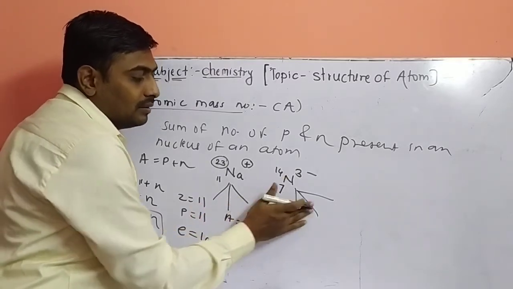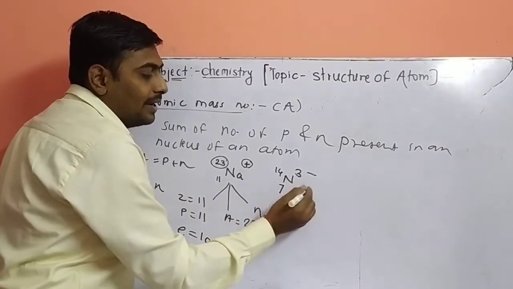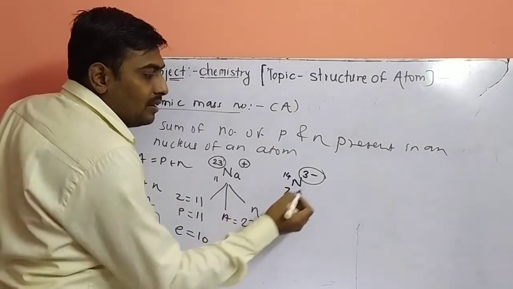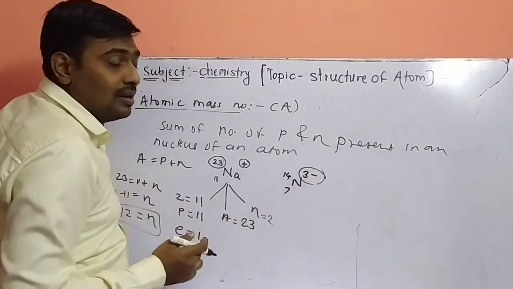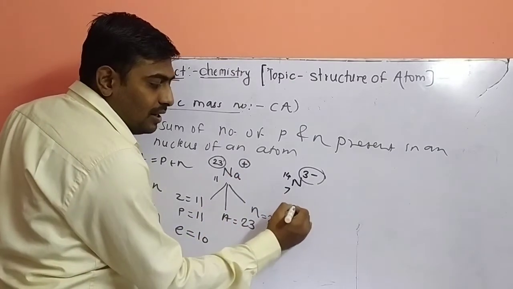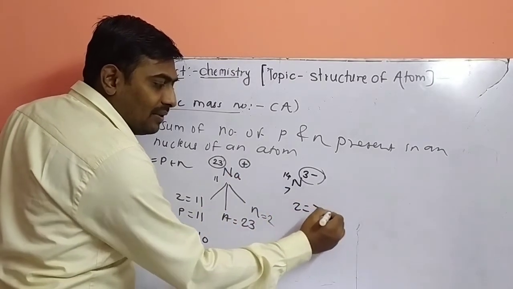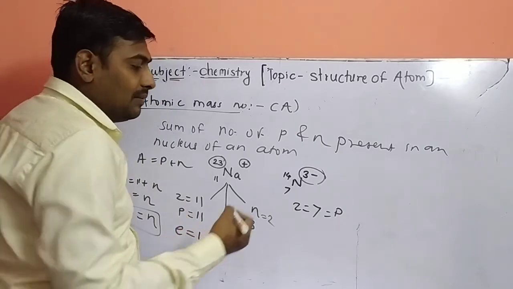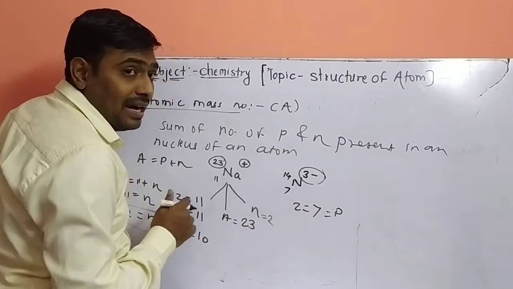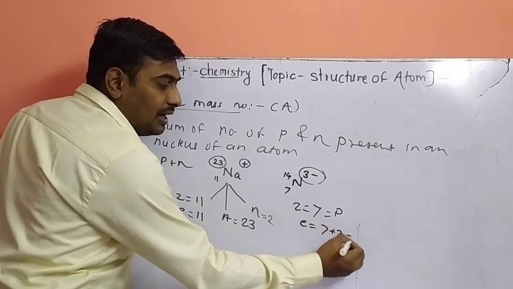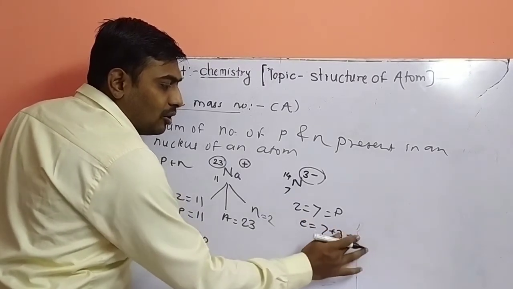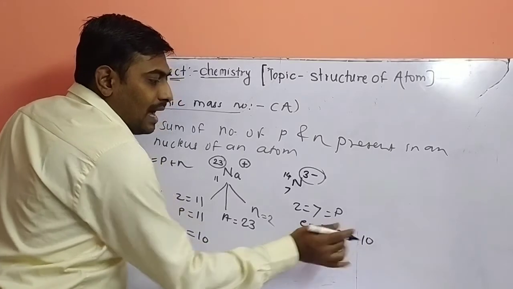Second, nitrogen ion. Ion means positive or negative charge. Here nitrogen carries 3 negative charges, so the atomic number is the same, that is 7. Protons are also the same, that is 7. But electrons are added, 3 electrons due to the negative charge. So electrons are 7 plus 3, and we will get 10 electrons in the ion.